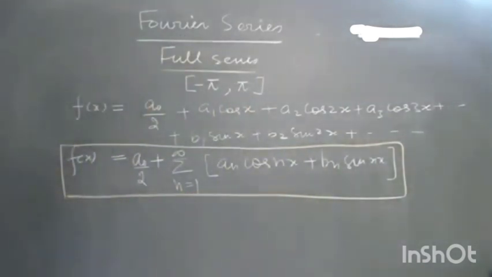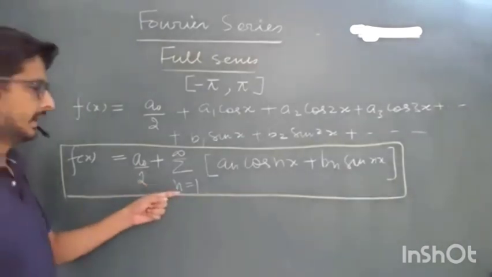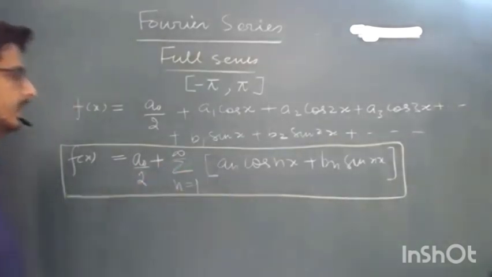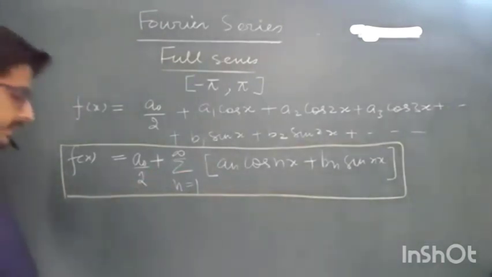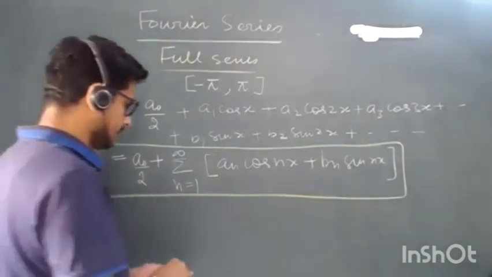This one is the most general form of the Fourier series that we use. f(x) is equal to a naught by 2 plus summation n is equal to 1 to infinity a_n cos nx plus b_n sin nx. And there is another form also.